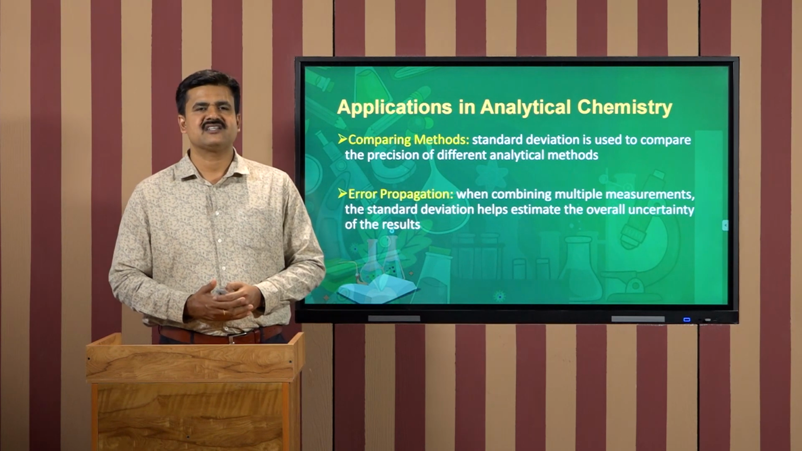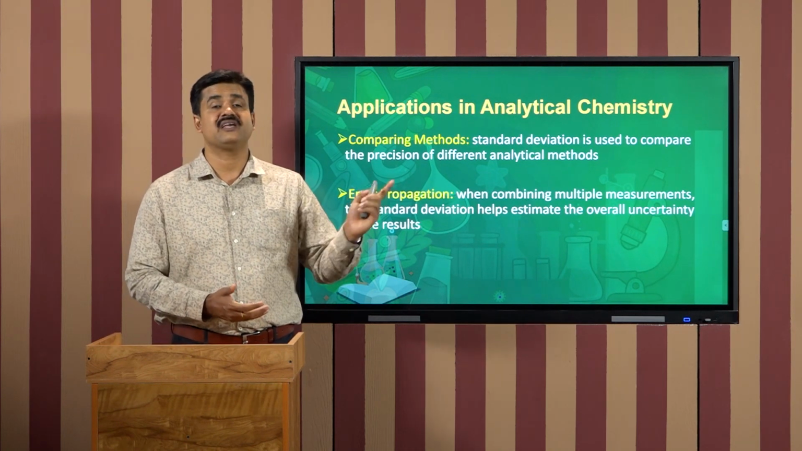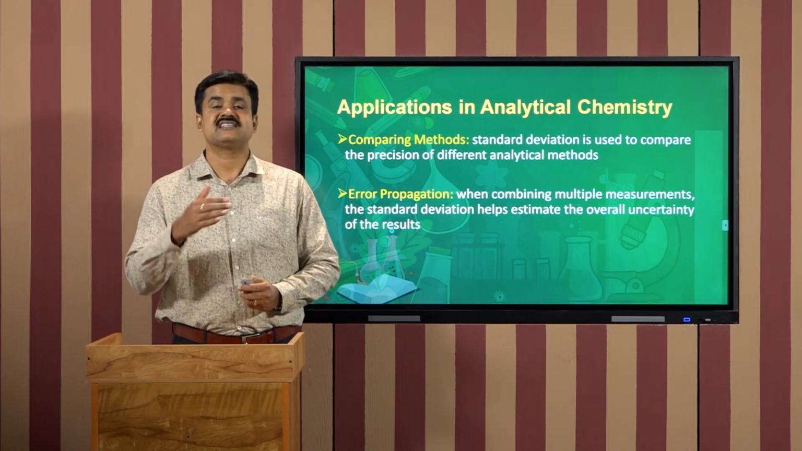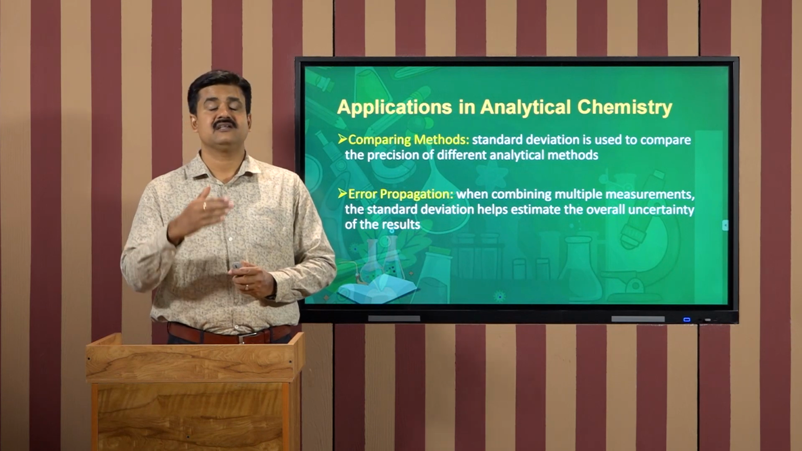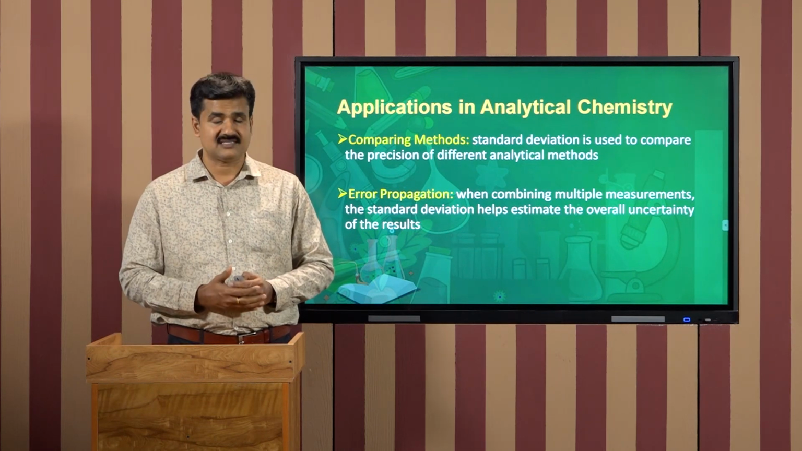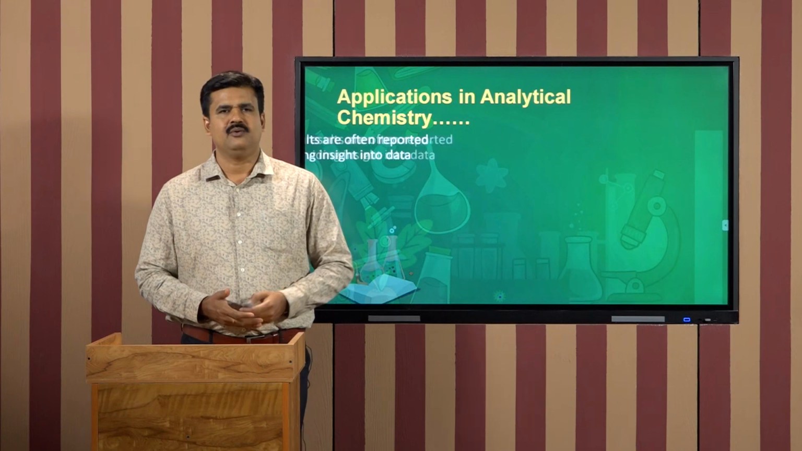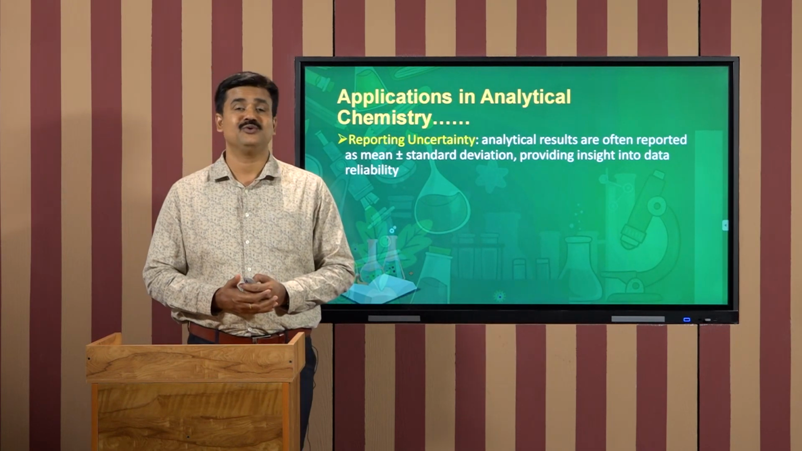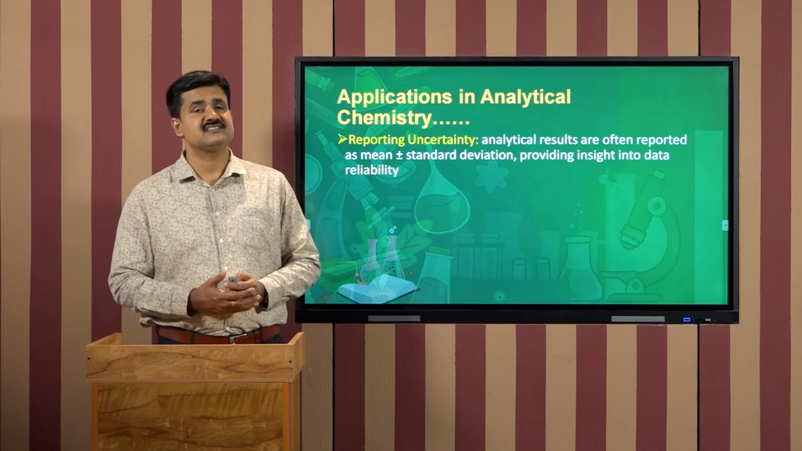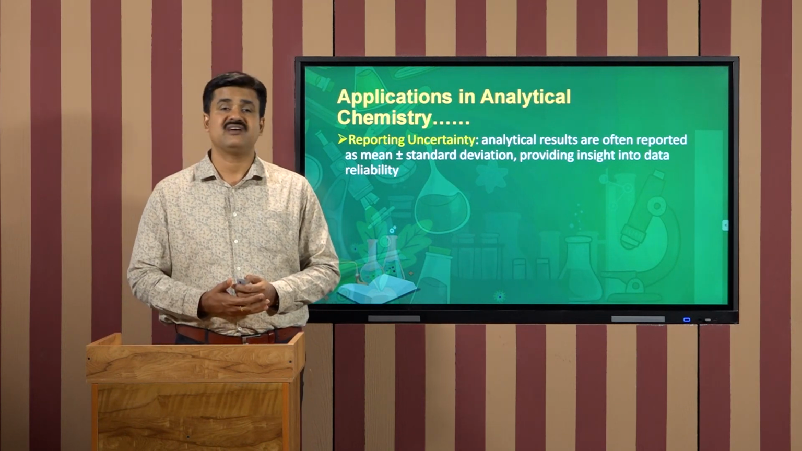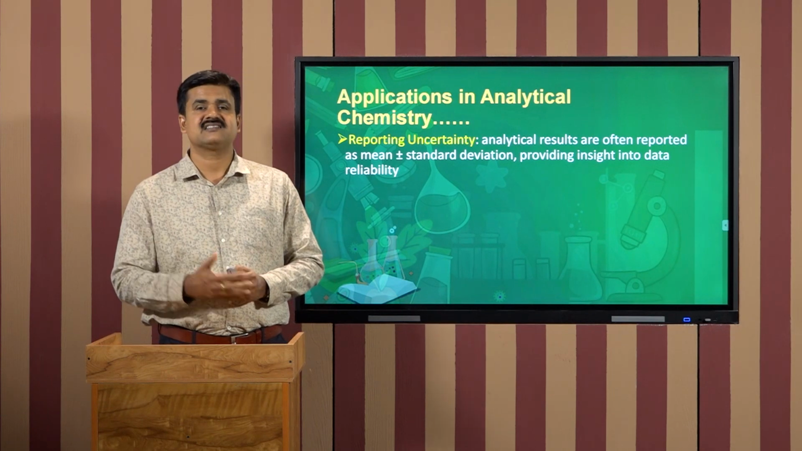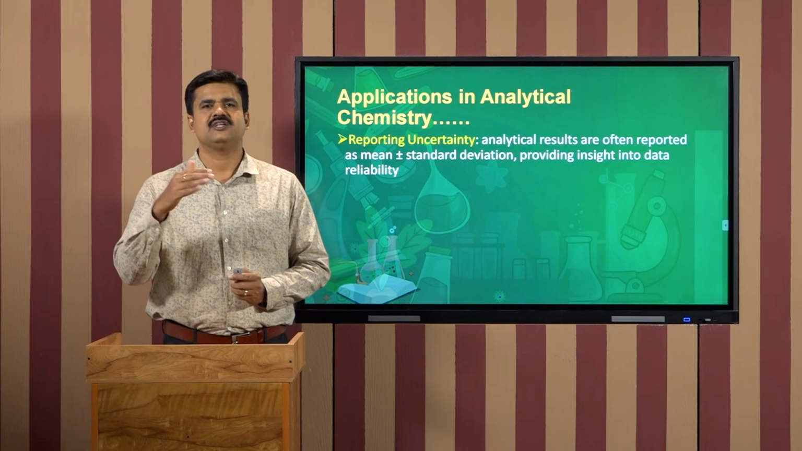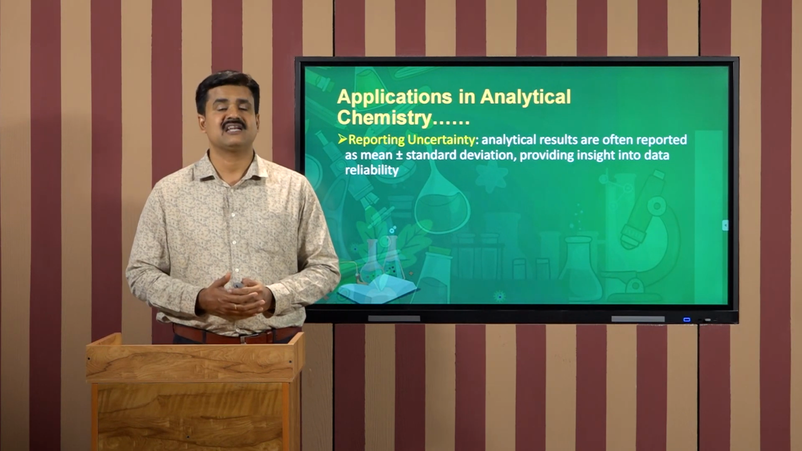And the second application is associated with the determination of error propagation. When combining multiple measurements, the standard deviation helps to estimate the overall uncertainty of results. Now, another application is associated with the reporting of uncertainty. You know that every quantitative analysis is associated with some sort of uncertainty. Analytical results are often reported as mean plus or minus standard deviation, providing insight into data reliability.